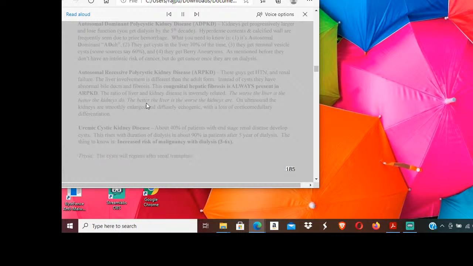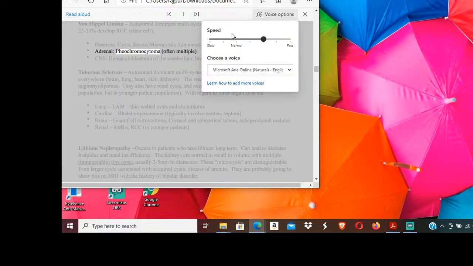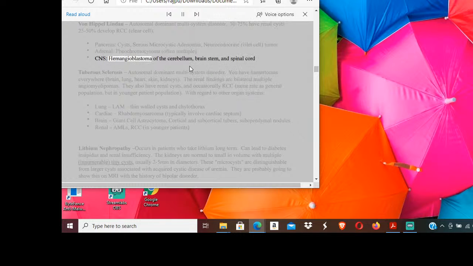185. Von Hippel-Lindau, an autosomal dominant multisystem disorder. 50 to 75% have renal cysts. 25 to 50% develop RCC, clear cell. Pancreas: cysts, serous microcystic adenomas, neuroendocrine islet cell tumor. Adrenal: pheochromocytoma, often multiple. CNS: hemangioblastoma of the cerebellum, brainstem, and spinal cord, often multiple.